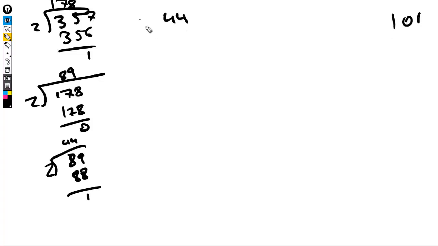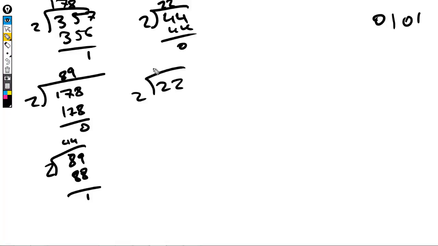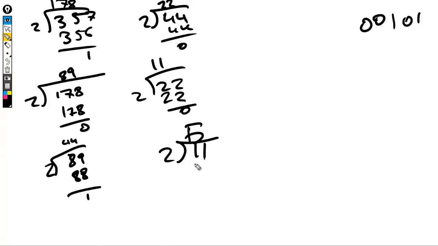44 divided by 2 is equal to, I should know this already, 22. 44, remainder is 0. 22 divided by 2 is 11, remainder 0, so 0 here again. Now we're going to have 11 divided by 2, and this is going to equal 5, 10, remainder 1.